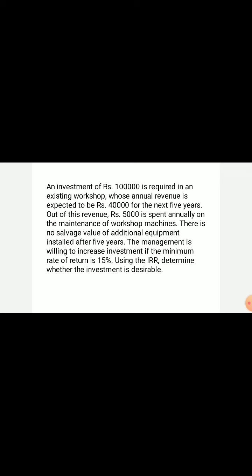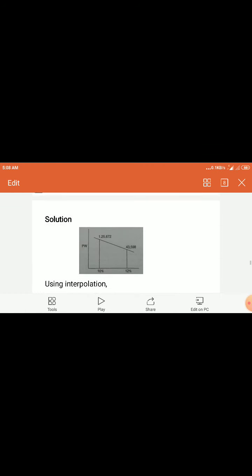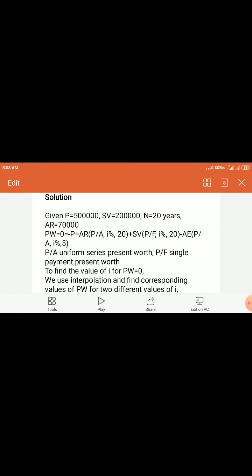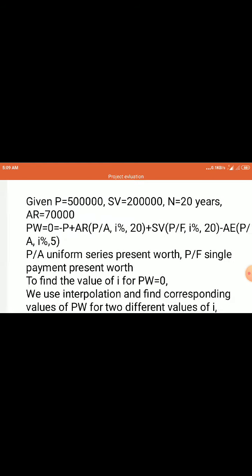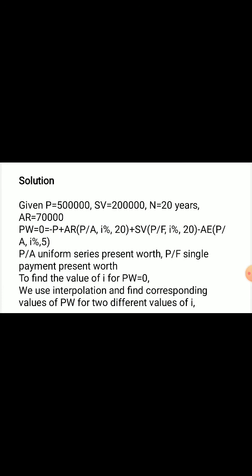So here we have the present worth formula. Present worth is equal to minus P plus annual revenue into this factor. This factor represents the uniform series present worth. The P by F factor represents the single payment present worth.